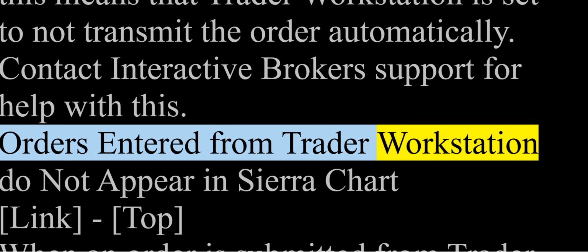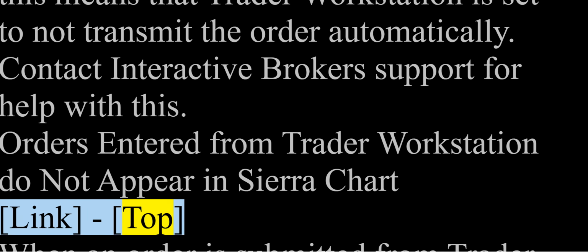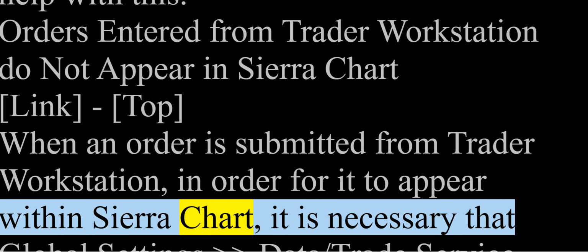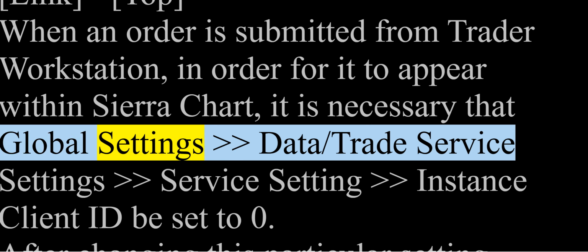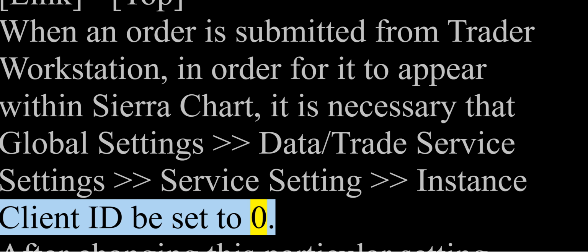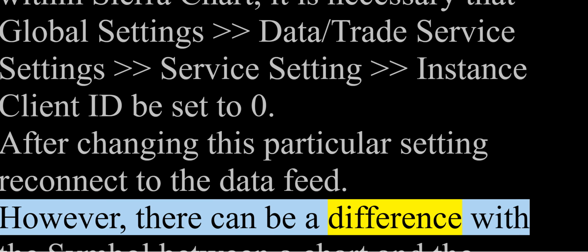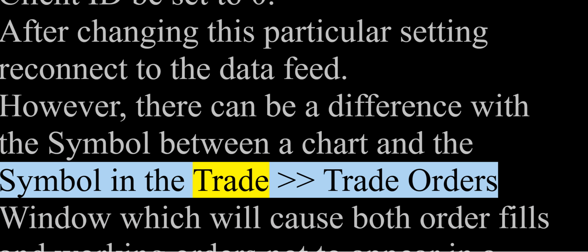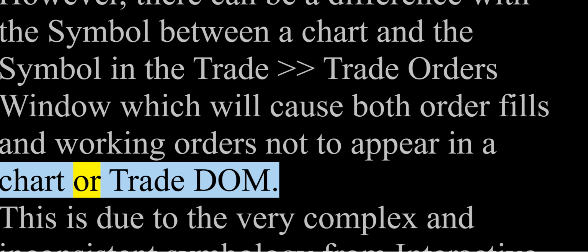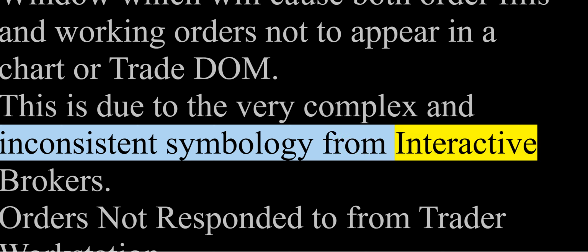Orders entered from Trader Workstation do not appear in Sierra Chart. When an order is submitted from Trader Workstation, in order for it to appear within Sierra Chart, it is necessary that Global Settings, Data/Trade Service Settings, Service Settings, Instance Client ID be set to 0. After changing this particular setting, reconnect to the data feed. However, there can be a difference with the symbol between a chart and the symbol in the trade orders window, which will cause both order fills and working orders not to appear in a chart or Trade DOM. This is due to the very complex and inconsistent symbology from Interactive Brokers.